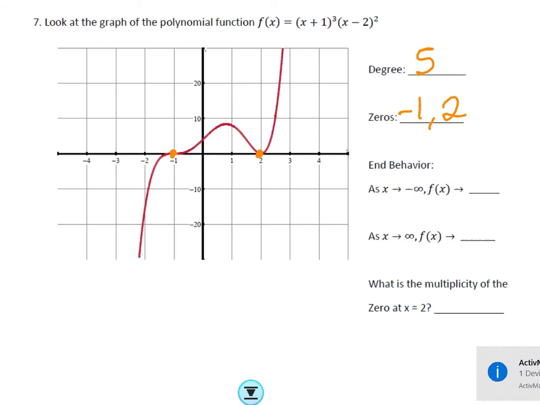So, down, up. So as x approaches -infinity, as we go left, we're going down. F of x approaches -infinity. And as x approaches positive infinity, as we go right, we're going up to positive infinity. And then it asks us, what is the multiplicity of the 0 at x equals 2? The factor associated with that is this x minus 2. The exponent here is 2, so the multiplicity is 2.